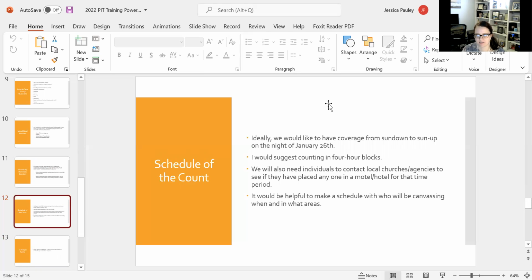And then of course it's helpful to make a schedule of who will be canvassing which areas and when. For our count, the same as we did last year, if someone comes in within that last week of January, say somebody enters your outreach office on the 28th, the outreach staff is allowed to ask them where they slept on the night of the 26th, and we can count that during our count. So just keep that in mind, that we can do that for the last week of January, retroactively for the 26th.